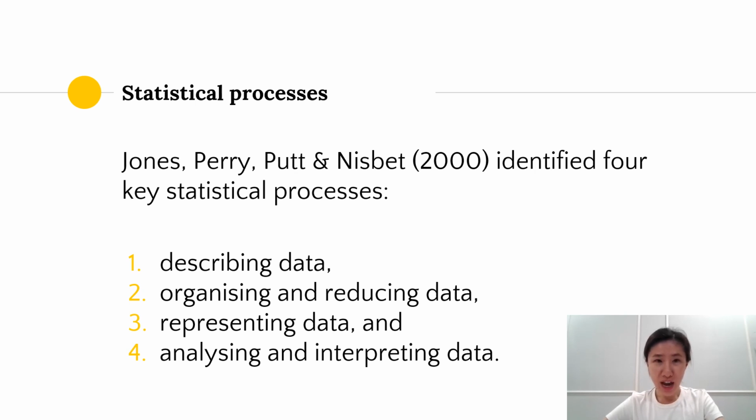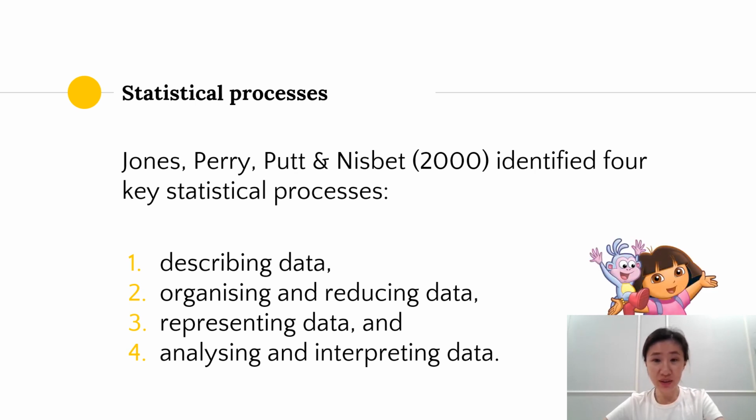This goes by the acronym DORA. D for describing data, O for organizing and reducing data, R for representing data, and A for analysis of data. So let's look at these four key statistical processes that we use to analyze data. And remember the acronym DORA that we can use to remember what the four statistical processes are.